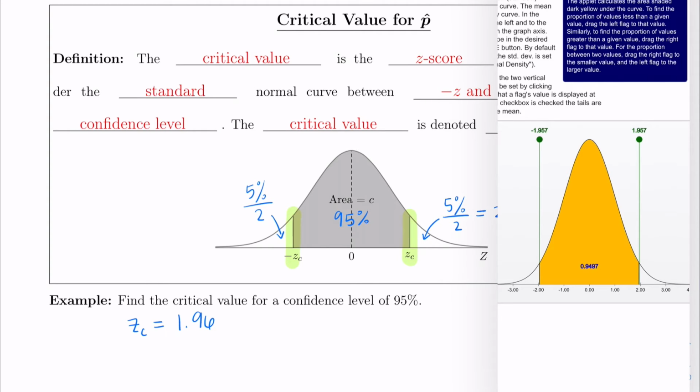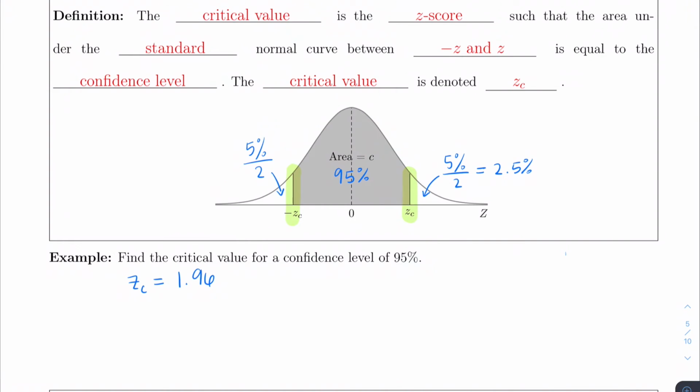If you compare this to the empirical rule, which is definitely just an approximation, the empirical rule says that within 2 standard deviations of your mean, you have approximately 95% of the data. And so now we're seeing that it's not exactly 2 standard deviations within the mean, it's 1.96 standard deviations within the mean.